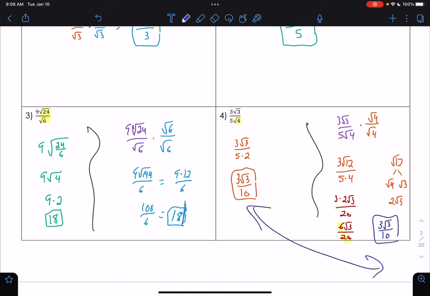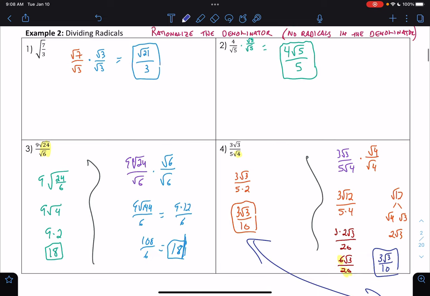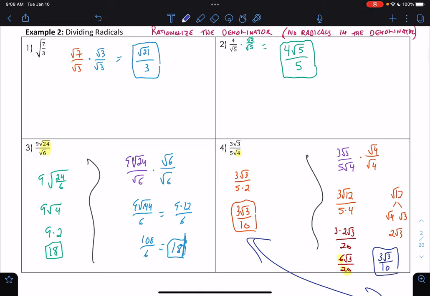All right, and again, you can use your calculator, turn it into a fraction. Look at 3 square root of 3 over 5 square root of 4. See what messy approximate decimal that gives you. And then you can type in 3 square root of 3 over 10 and see that those approximate decimals are going to match up. Okay? So not every radical, when you're dividing, will need to be rationalized. There are some other patterns and properties that you can use.